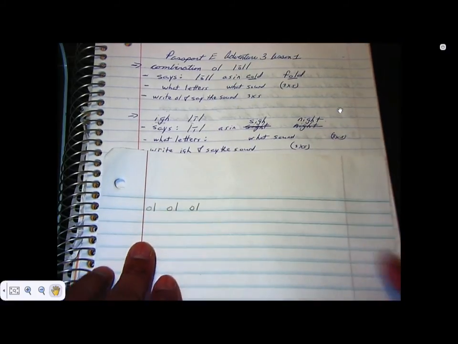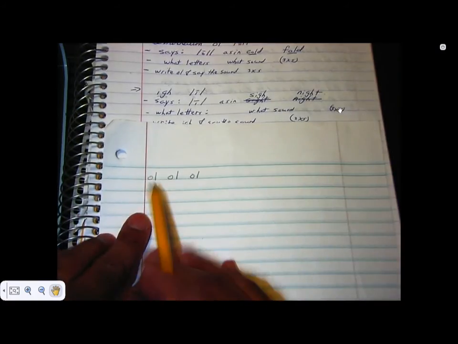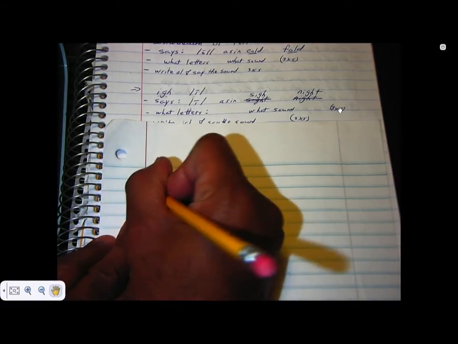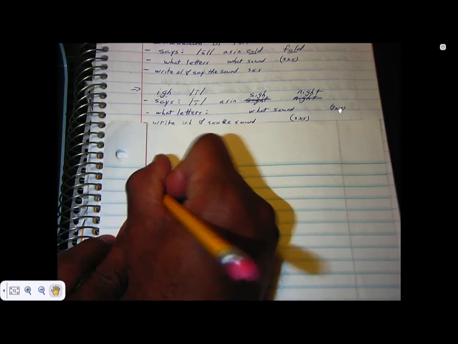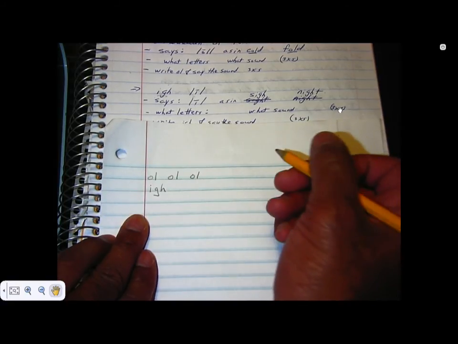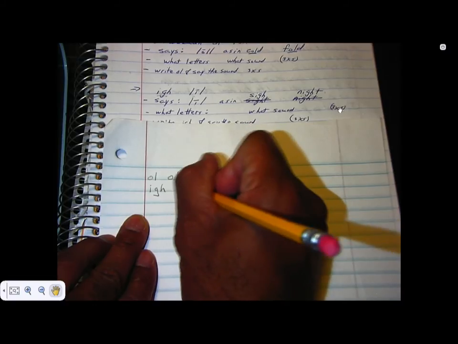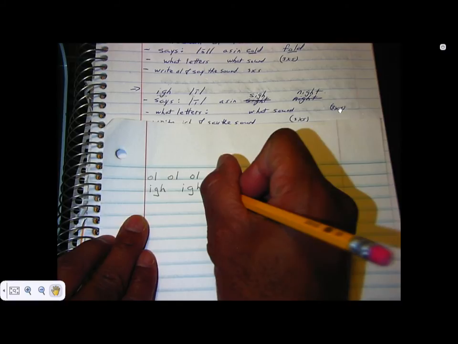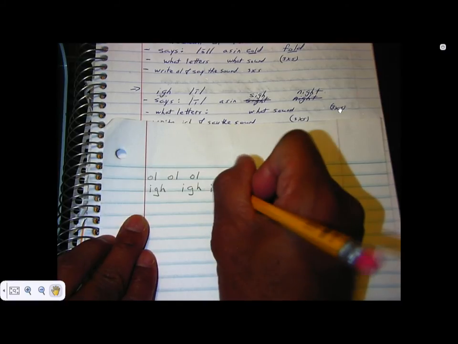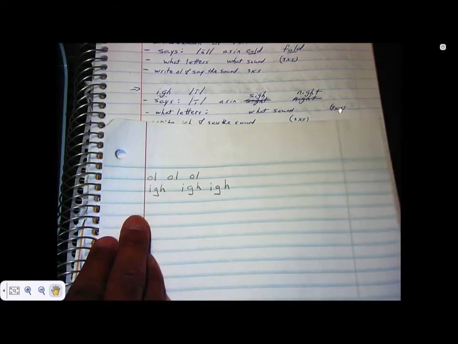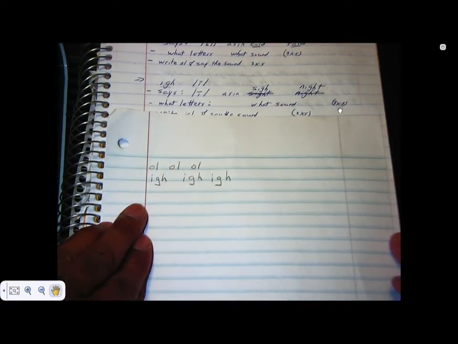Now, at the same place on the bottom of your paper, underneath where you did OL says old, I need you to do IGH says I 3 times, please.